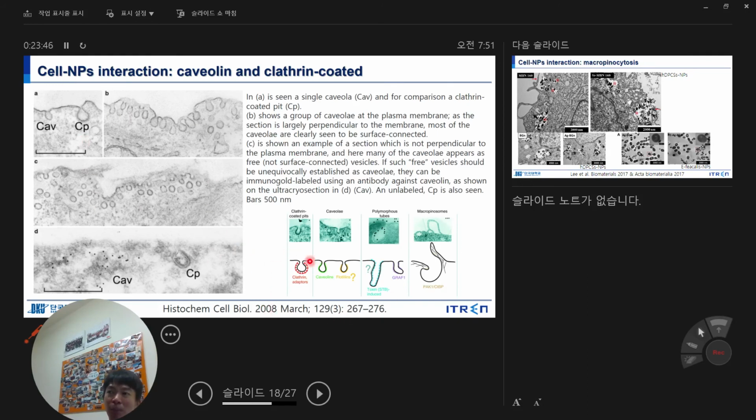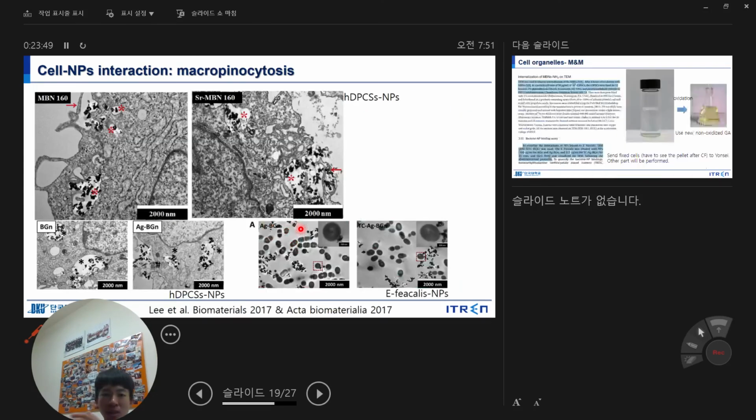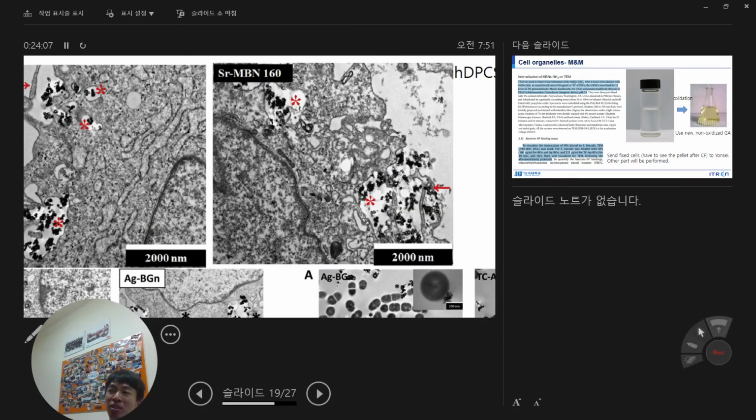So you can refer to this paper. So this is another example. I treated strontium MBN bioglass in human dental pulp stem cells, and then observed by Bio-TEM, and I can see many of this kind of membrane ruffles, which means that they are uptaken by macropinocytosis, which means they are clustered, they can be uptaken. Okay? So when you make the nanoparticle very even, maybe they have many chances to be uptaken by caveolin or clathrin. But when your nanoparticles are bulky and aggregate with each other, they are taken by macropinocytosis.